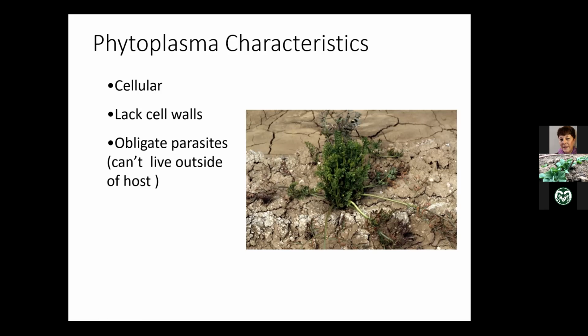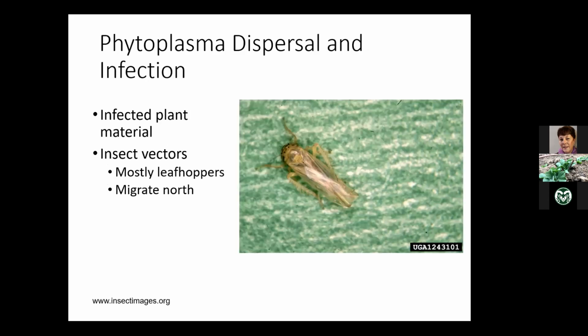These are also obligate parasites. They do need a live host plant in order to survive. Once the plant dies, they die too, and they are often vectored by leafhoppers. So for example, what is a good example of a phytoplasma? In carrots, aster yellows, we see some purplish foliage as well as really hairy carrots. The roots of the carrot have a lot of root hairs on them. And this is moved by the aster leafhopper.